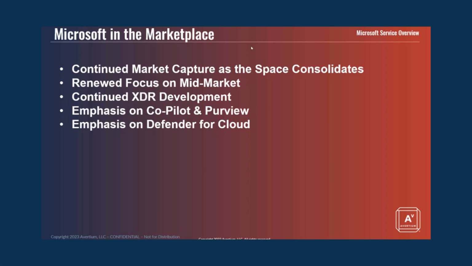Some of those ancillary products are Copilot and Purview, which go hand in hand, right? Copilot, as we all know, that's their artificial intelligence, and Purview, which is their data loss prevention. And as clients continue to adopt Copilot, data loss prevention becomes more and more important, and thus Purview is getting more and more attention from the Microsoft side of the house as well.